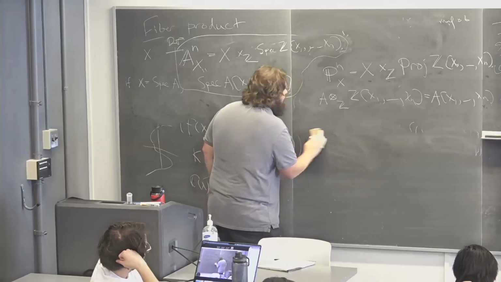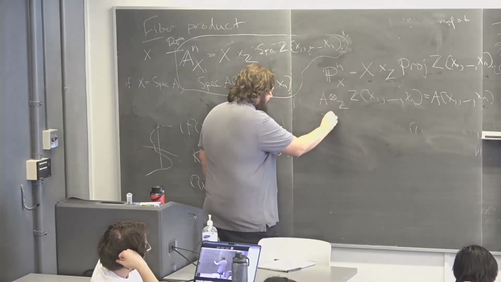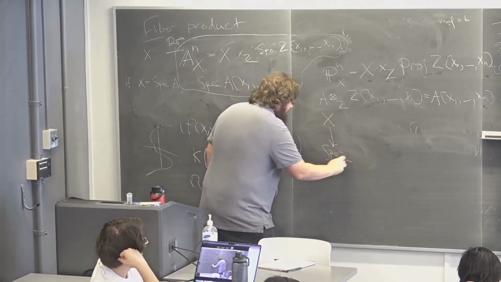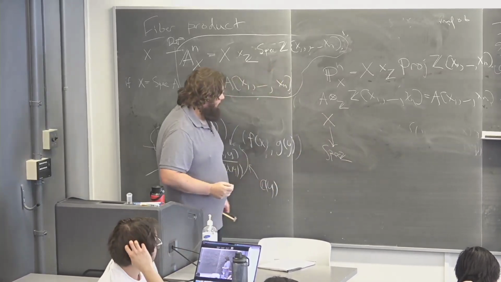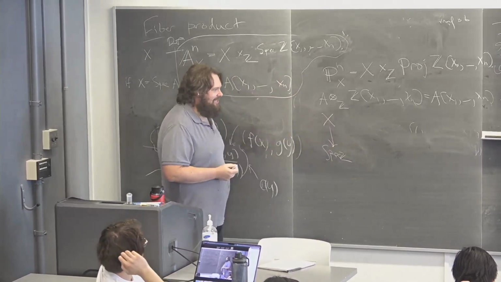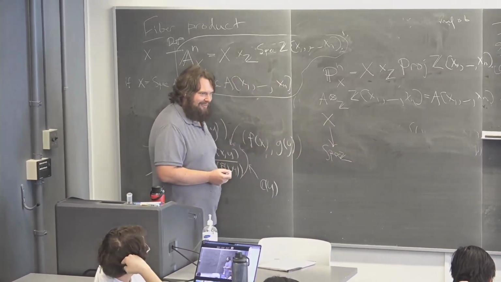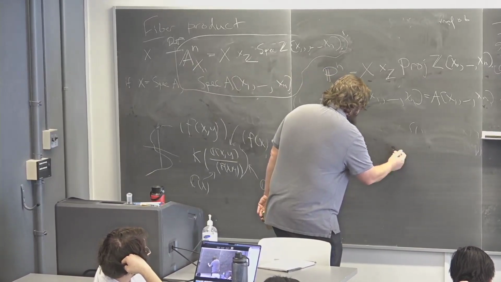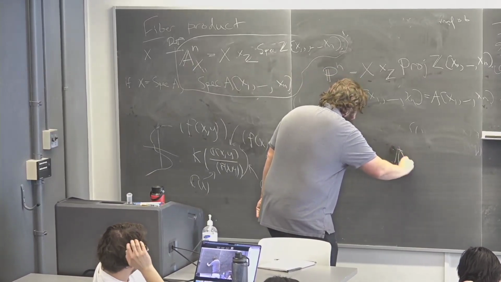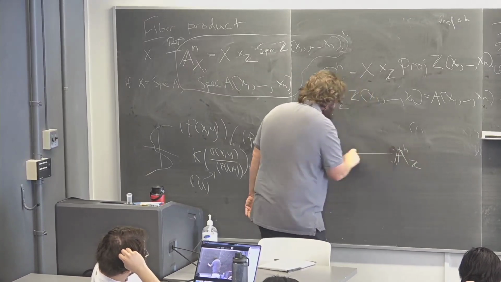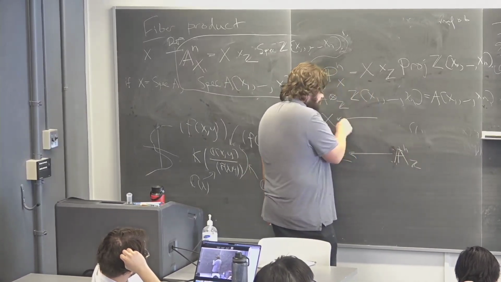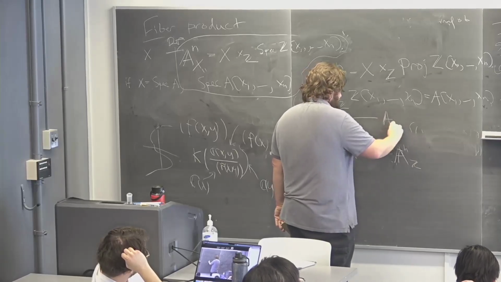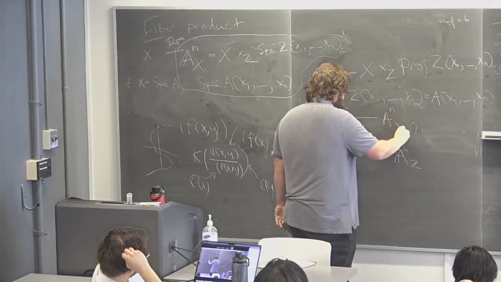So, if I were going to draw the picture here, I would have X. It would be mapping to Spec Z. This is the relative way of thinking about a scheme if you don't want to do anything relative. And then I would say, oh, over Spec Z, I have A^n_Z, and then this fiber product is X times A^n_Z.